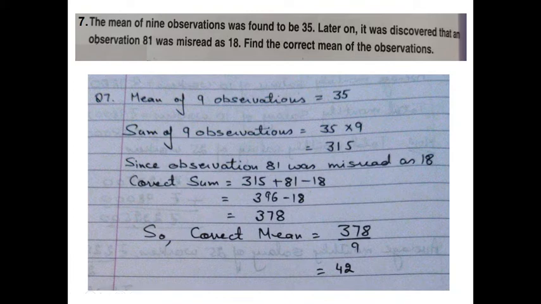Now come to the 8th question. In the 8th question, the mean of 5 numbers is 27. If one number is excluded, which means you have to remove it, then their mean is 25. Find the excluded observation. Before it was 5 numbers, and if one number is excluded, then the total number will become 4. So let's see the solution.